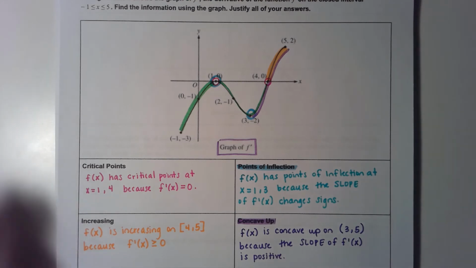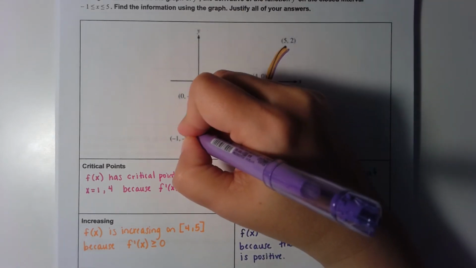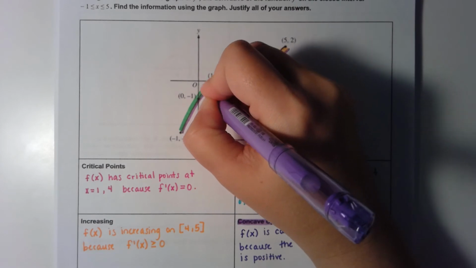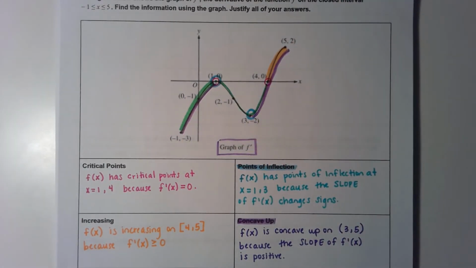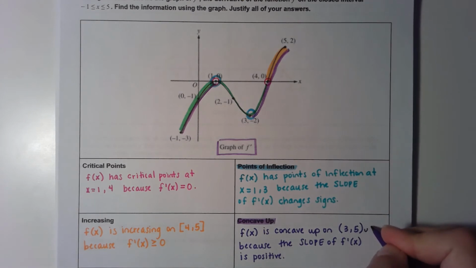Last but not least, where would the original graph have been concave down? Oh, I'm sorry, there's another interval here where it's concave up. I almost missed it, which is right here. We have a positive slope here, and we have a positive slope here. So I should add that interval from -1 to 1.